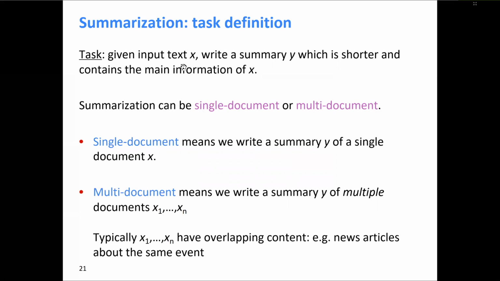Given an input text X, which is a document, we want to generate a summary for that document. The target sequence is Y. It can be single or multiple documents. When it's multiple, it can mean that they have overlapping content. For example, news: all the news articles are talking about the same event, and you can let the model work through all the news articles on the same topic and then generate a summary from that.